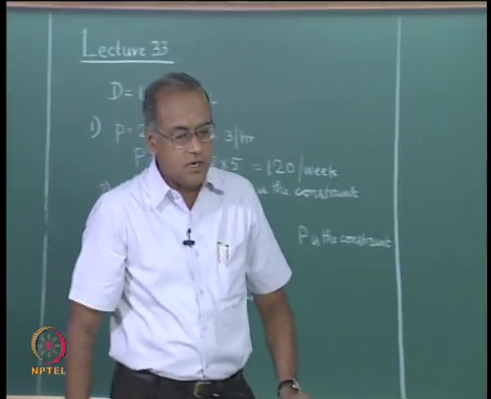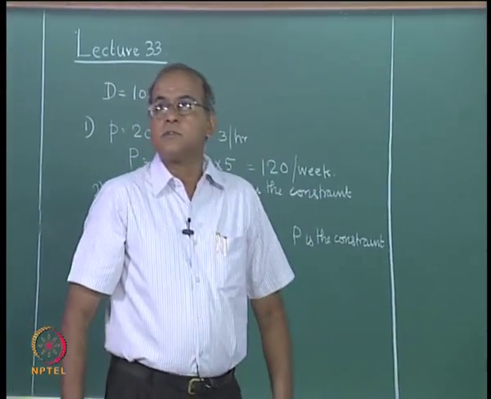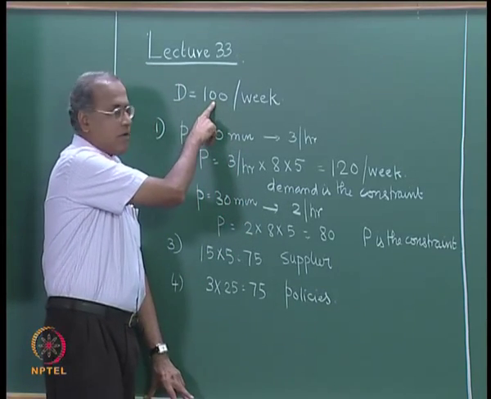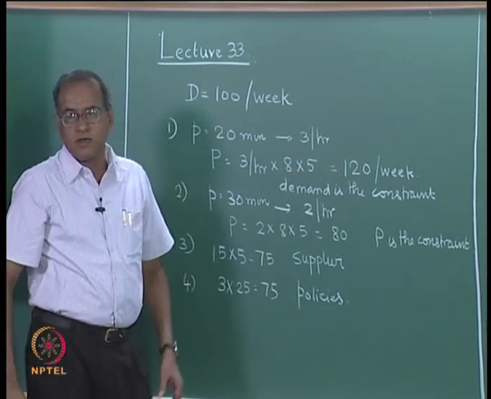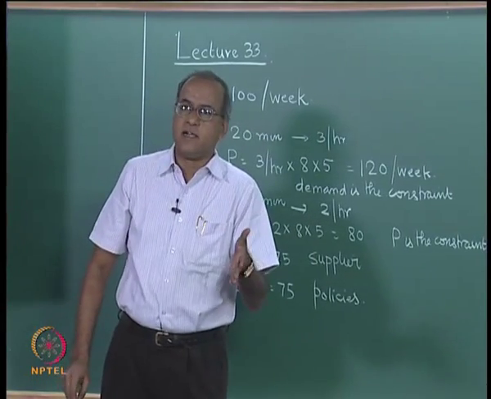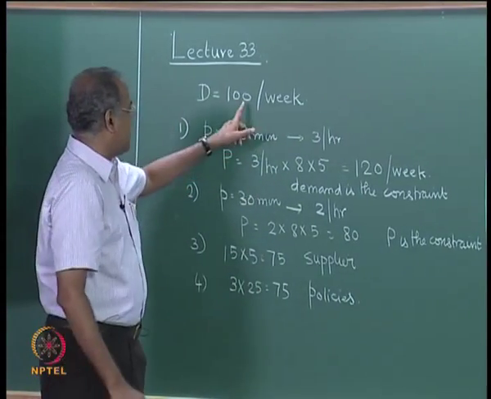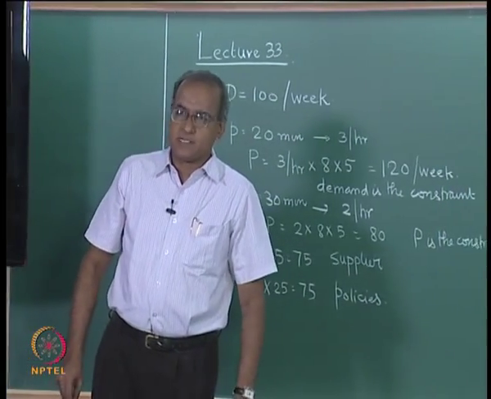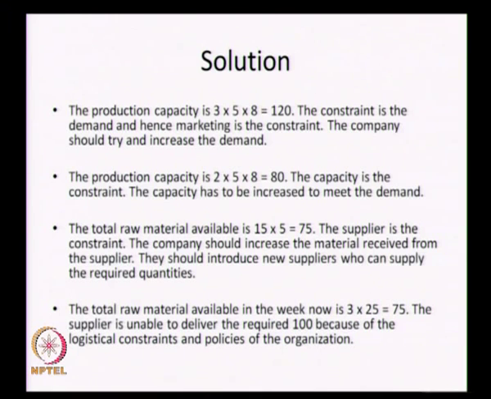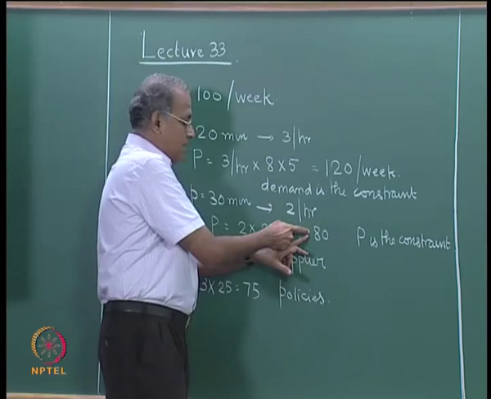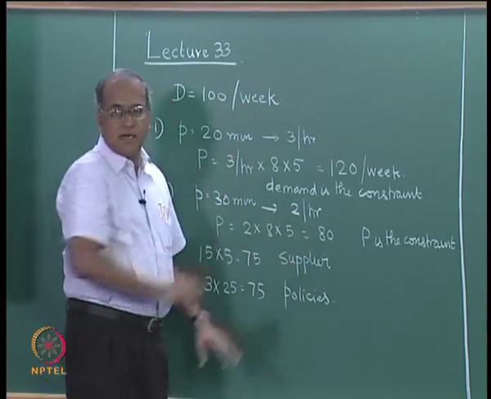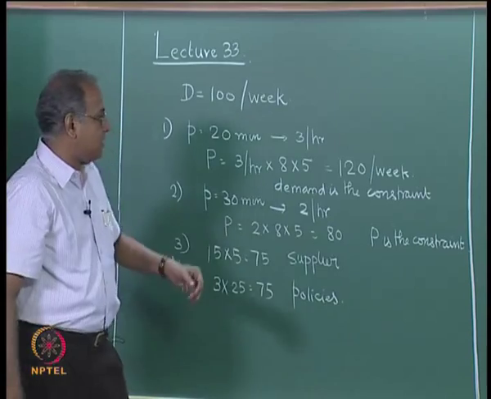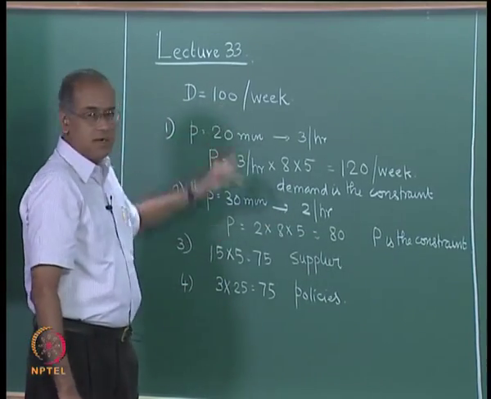Now, what is the solution to each one of them? In the first case, demand is the constraint. Demand is 100 per week, production is 120 per week. So we have to try and break the constraint, which means we have to try to increase the demand and go up to 120, which is the production capacity. In the second case, production is the constraint. It can make 80 whereas demand is 100. We have to break this constraint, and try to increase the production from 80 to 100.